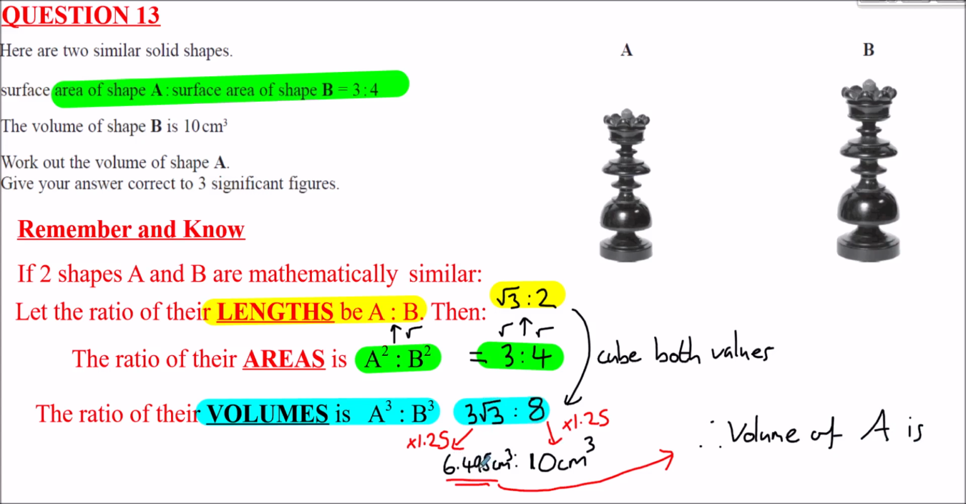So 6.49, but next to that 9 is a 5, so that 9 rounds up. So the 49 changes to a 50. So it's 6.50 cm cubed. Don't just put 6.5, that would be 2 significant figures. We need 1, 2, 3 digits if it's 3 significant figures. And that's question 13 for you.